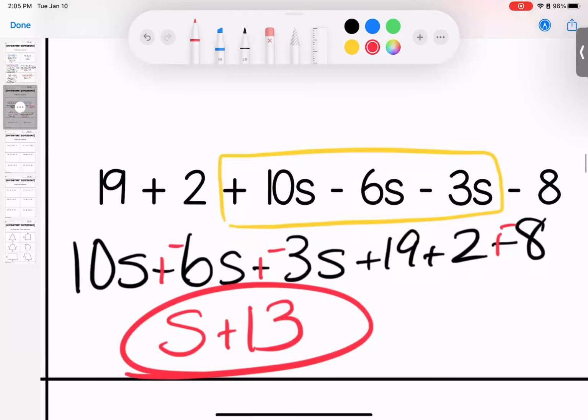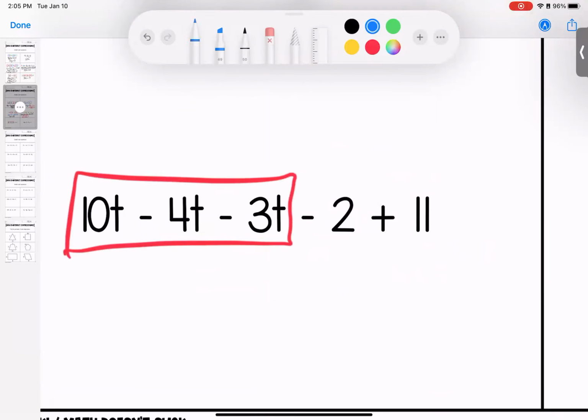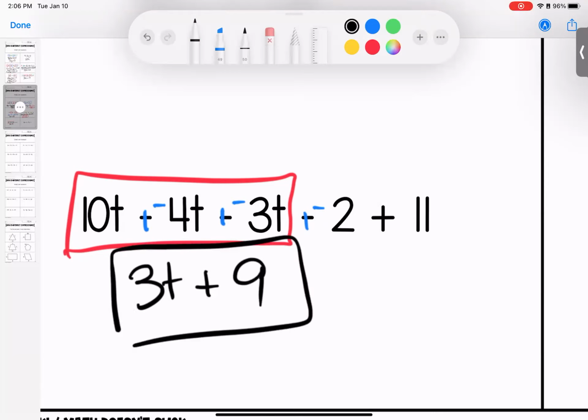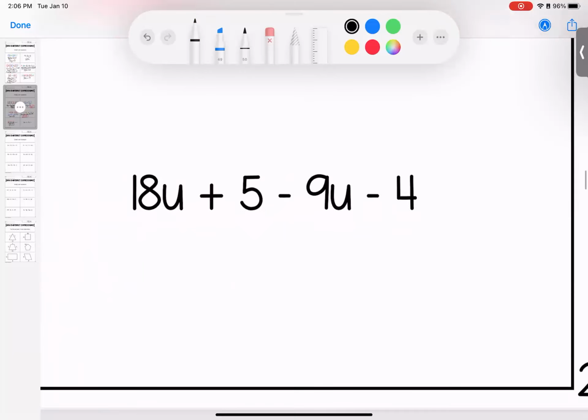S plus 13. Coming down here, like and like, already written for us. So we're going to go through and do keep, change, change, keep, change, change, keep, change, change. 10 minus 4 is 6. 6 minus 3 is 3t plus 11 minus 2 is 9. 3t plus 9.